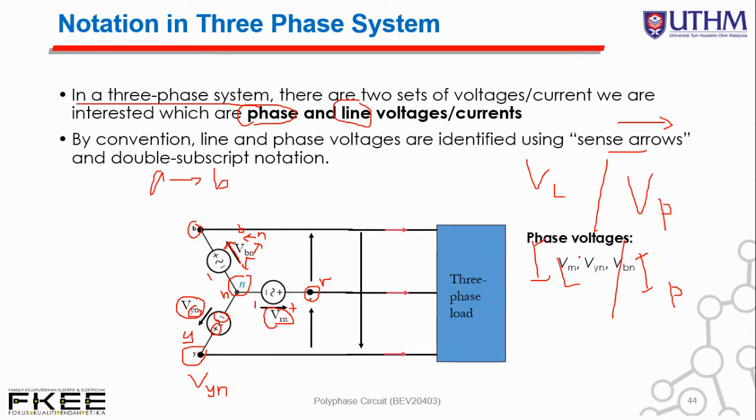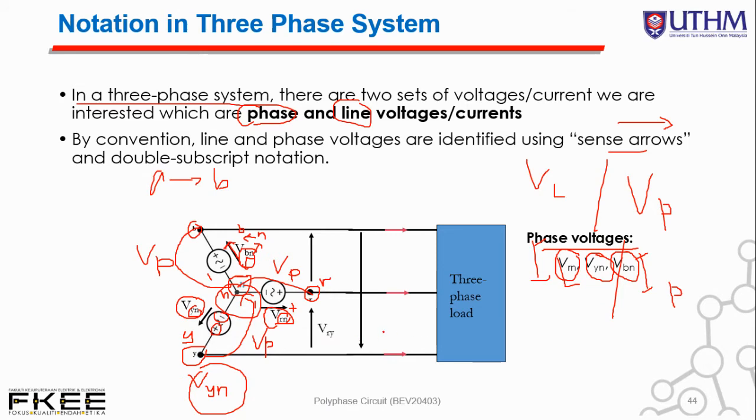Okay, phase voltage, we do have VRN, VYN, and VBN. Everything connected to N. So B to N, we have V phase of BN for the notation. R to N is another phase voltage, notation VRN. Y to N for the last phase is another phase voltage, namely VYN. Everything connected to N is known as phase voltage.